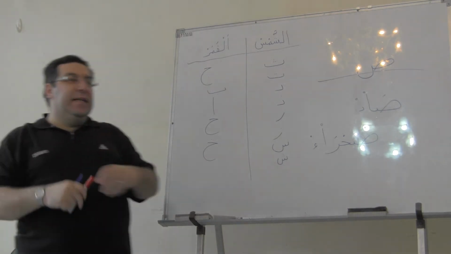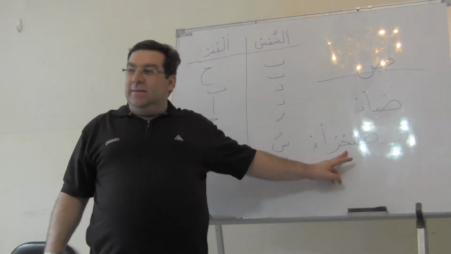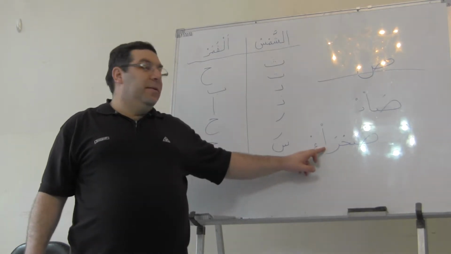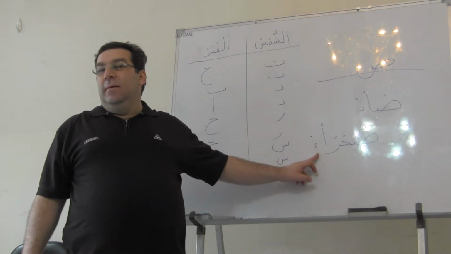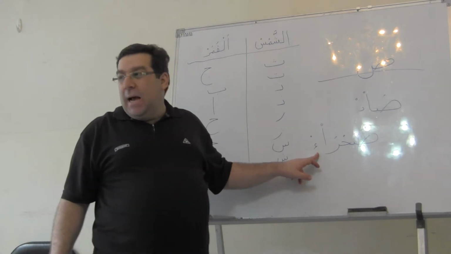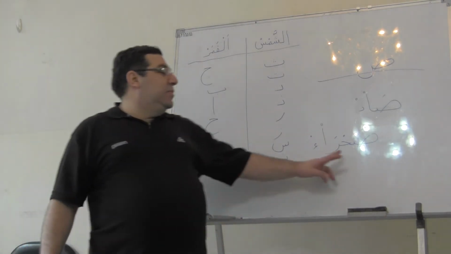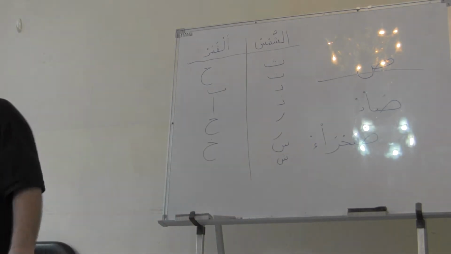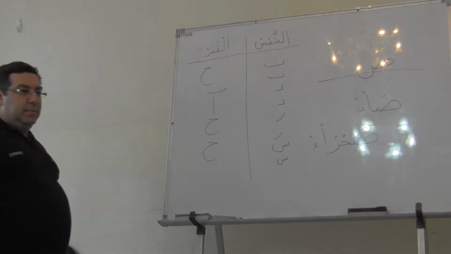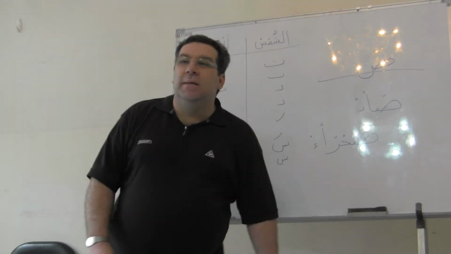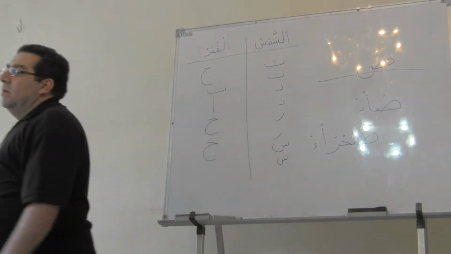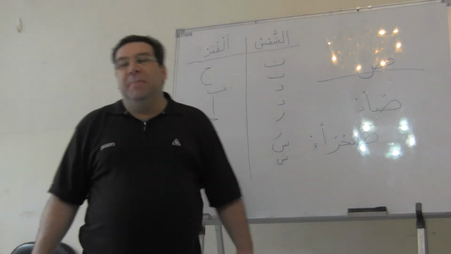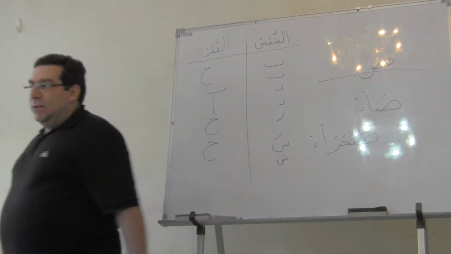Okay, the first letter is Sad. What is the second letter? Ha. Then? Alif. Then? Hamza. So this word is Sahra. Sahra means desert.